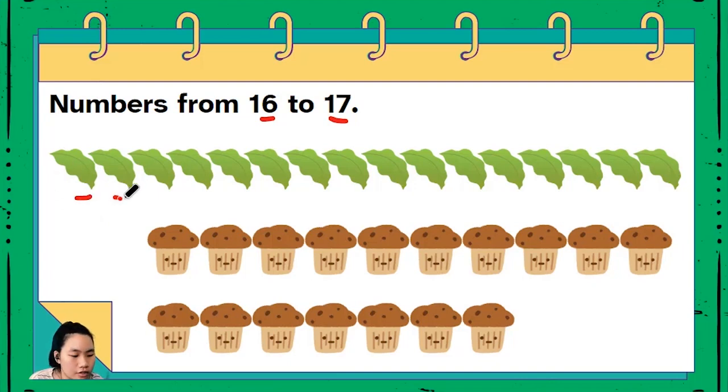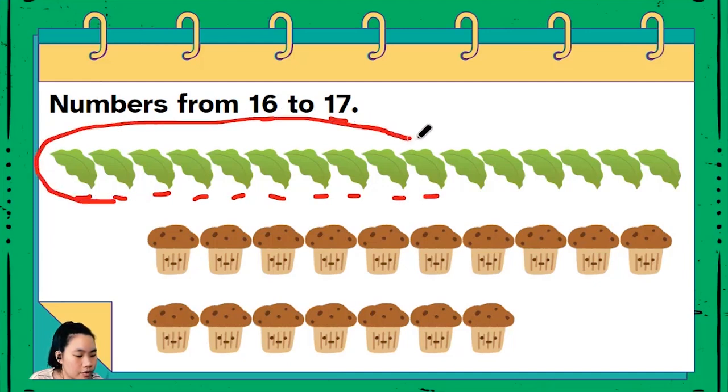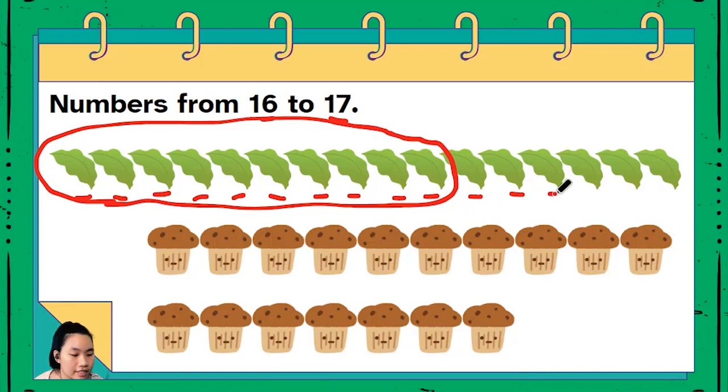1, 2, 3, 4, 5, 6, 7, 8, 9, 10. So that is our 10. I'm going to make a circle to separate it from the rest. Big circle. Okay, let's continue. 11, 12, 13, 14, 15, 16. Okay, that is 16 for us.